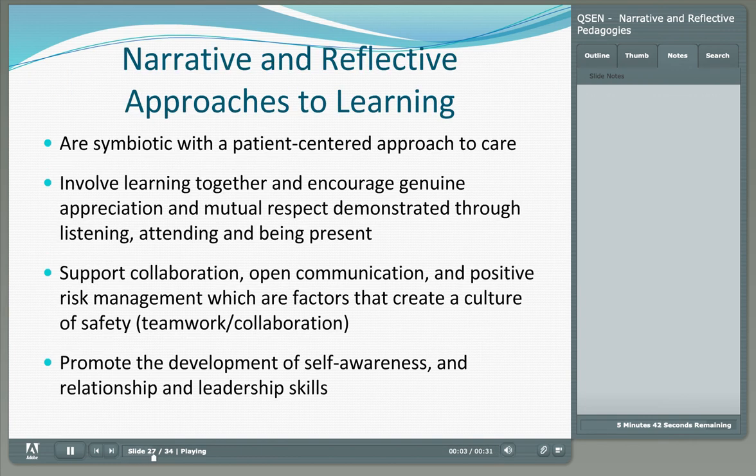Narrative and reflective approaches to learning are symbiotic with patient-centered approaches to care. They involve learning together and encourage genuine appreciation and mutual respect demonstrated through listening, attending, and being present. They support collaboration, open communication, and positive risk management, which are factors that create a culture of safety. Finally, they promote the development of self-awareness, as well as relationship and leadership skills.